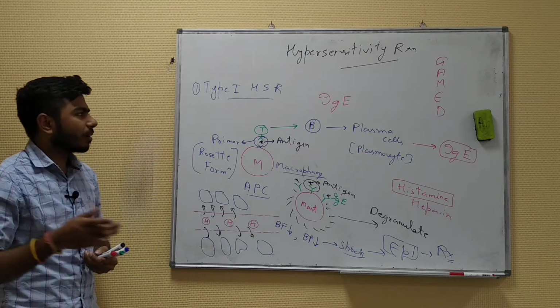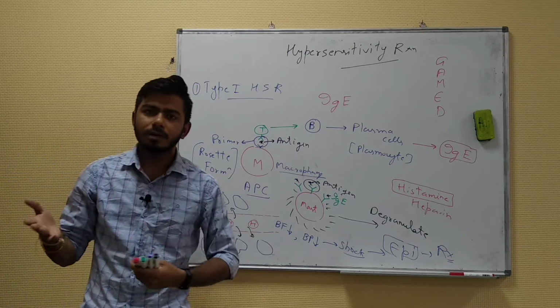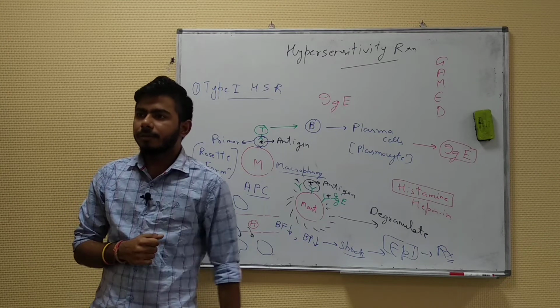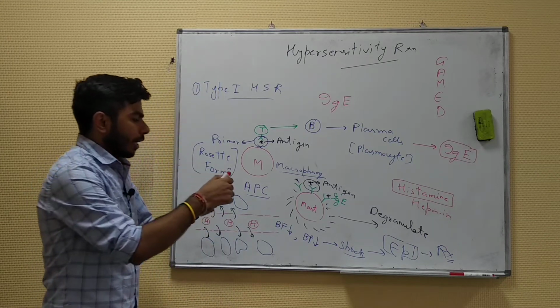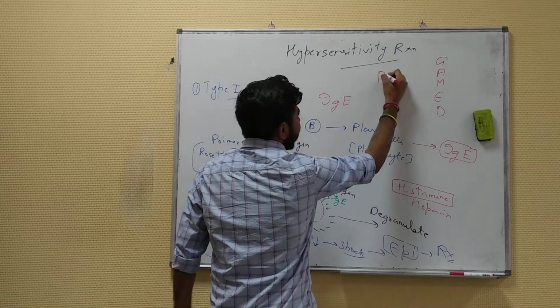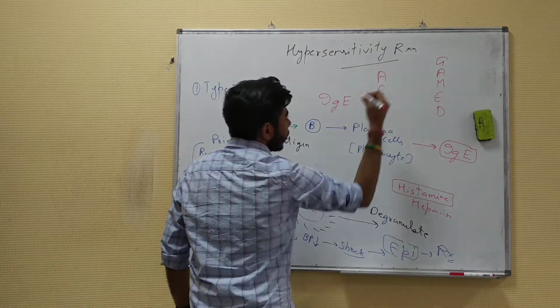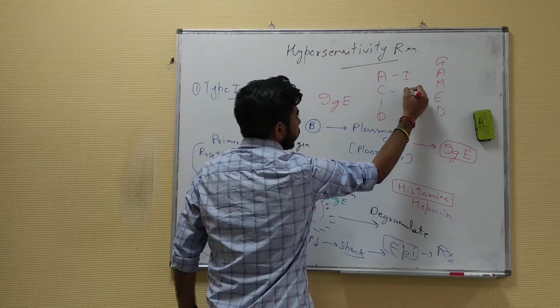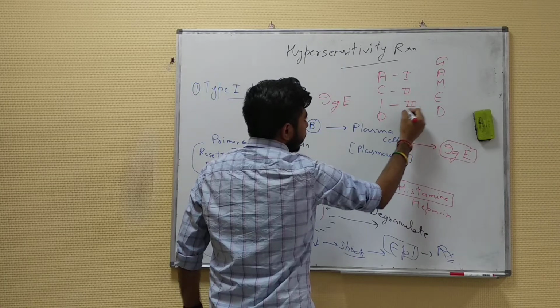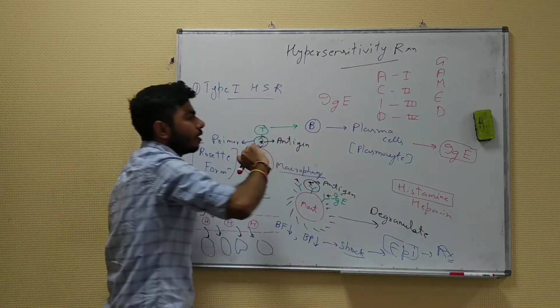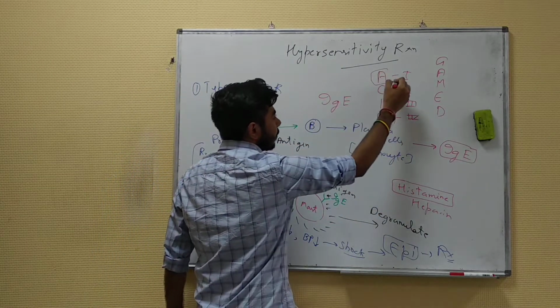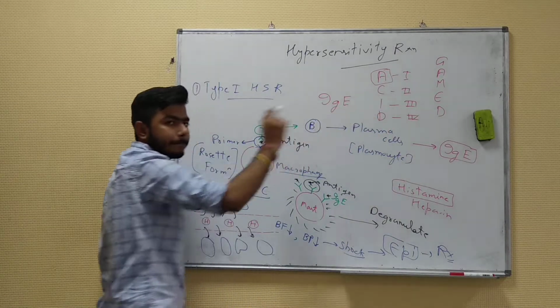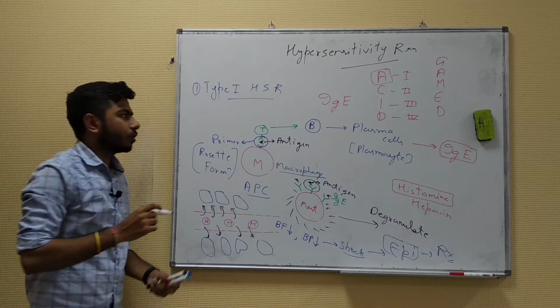First of all, what can be the example? There is one simple mnemonic for remembering the hypersensitivities, and the mnemonic is ACID. This is type 1, type 2, type 3 and type 4. For now I am considering type 1. Meanwhile keep this in mind. How will this mnemonic be adjusting over here?